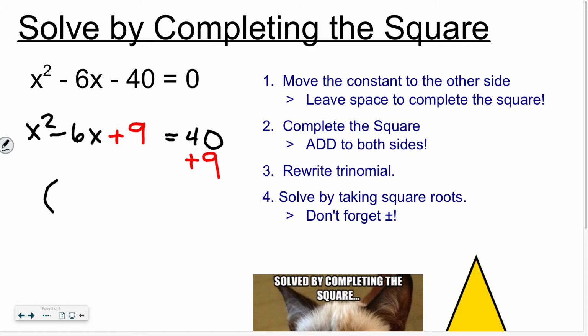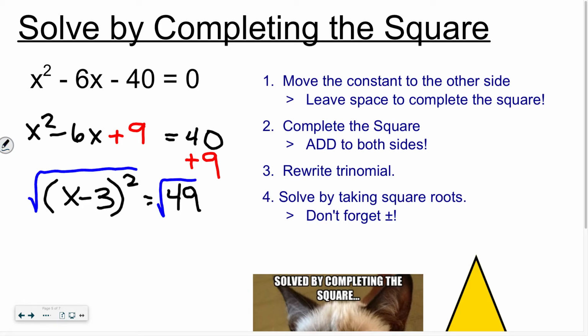Okay. I had the recipe. (x minus 3) quantity squared equals 49. Then we solve by taking square roots, so we're going to put a square root here. And then we get x minus 3 equals plus or minus 7. Remember, it is imperative for you to get the correct answer that you put the plus or minus in at that moment. Has to be right there after you square root.